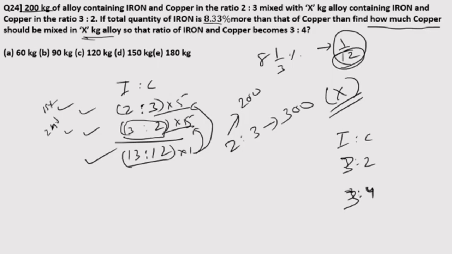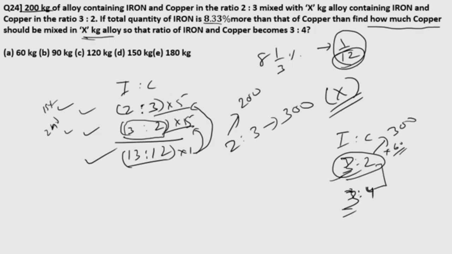Now I know as I am mixing copper, the iron has to be the same. Iron is already the same, so I don't need to do any ratio work. It is already same, 3 and 3. So how much more copper is added? See, this is 5 units, 3 plus 2, 5 units. This corresponds to 300. So 5 corresponds to 300, means this is how many times? That is 60 times, means into 60.